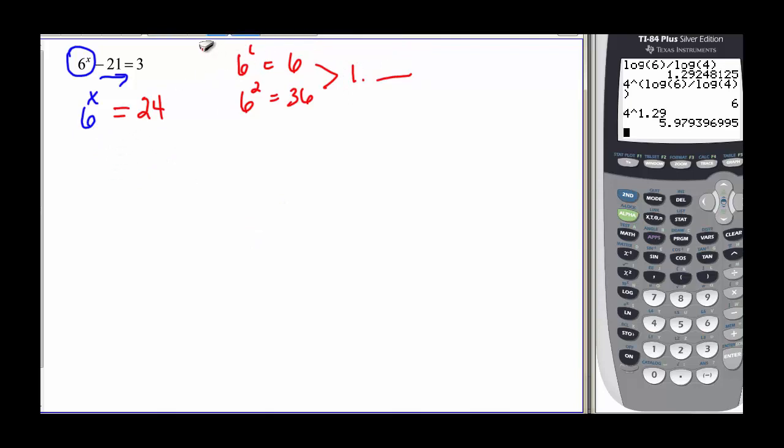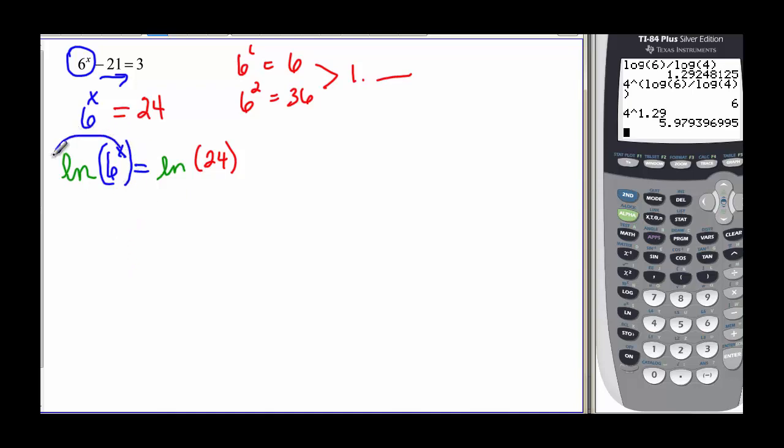So we take the log of both sides, and this side, just to be different, I'm going to take the natural log. So the natural log of 6 to the x is equal to the natural log of 24. And I should put these in parentheses. They don't have to be in parentheses, but when you go to put them in your calculator, you won't forget if you keep carrying the parentheses.